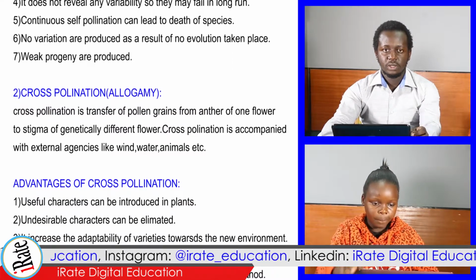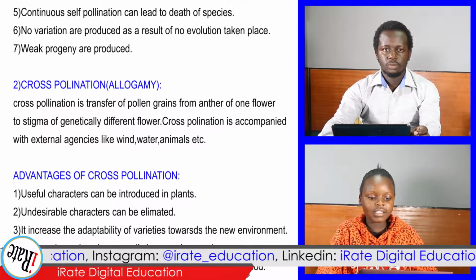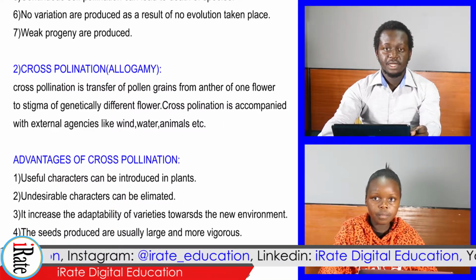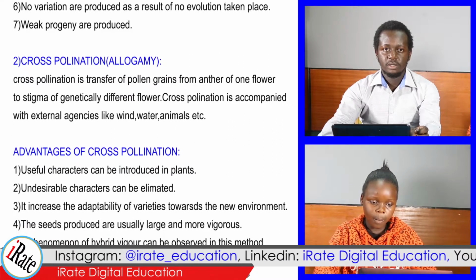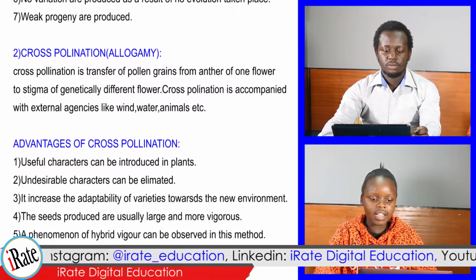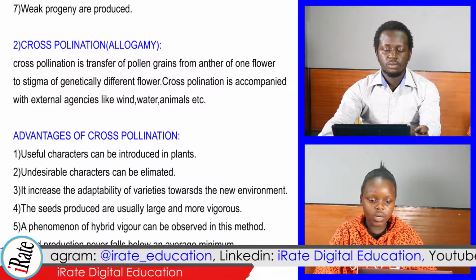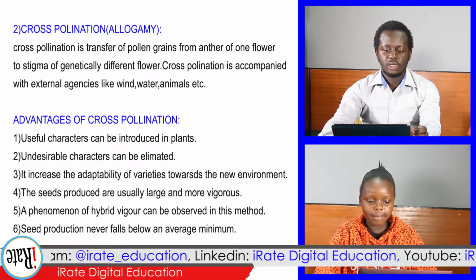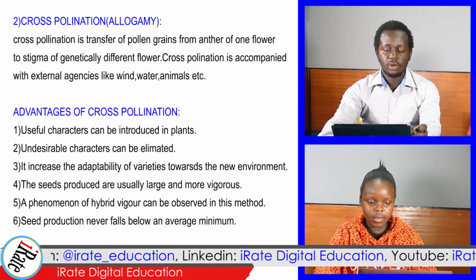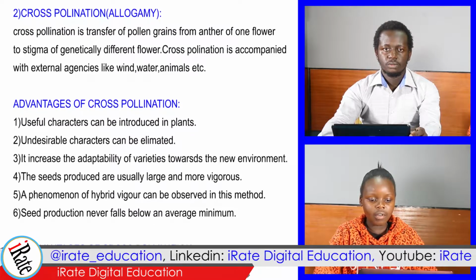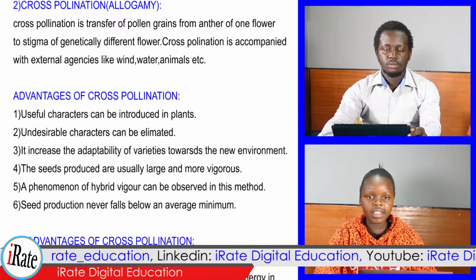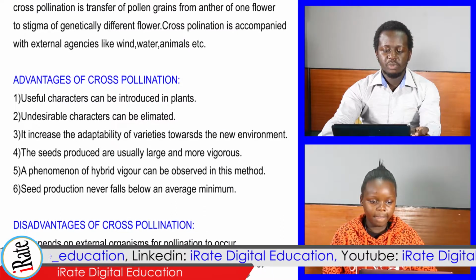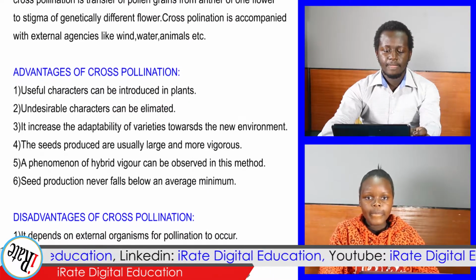Advantages of cross-pollination include: 1. Useful characters can be introduced in plants. 2. Undesirable characters can be eliminated. 3. It increases the adaptability of varieties towards the new environment. 4. The seeds produced are usually large and more vigorous. 5. The phenomenon of hybrid vigor can be observed in this method. 6. Seed production never fails below an average minimum.